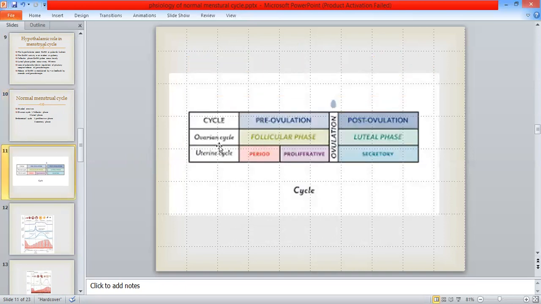This is the ovarian cycle before ovulation. The midpoint is ovulation. Before ovulation there is the follicular phase, and after ovulation there is the luteal phase. In the uterine cycle, the endometrium, there is the proliferative phase and secretory phase. That is, pre-ovulation there is the follicular phase and proliferative phase, and post-ovulation there is the luteal phase and secretory phase.